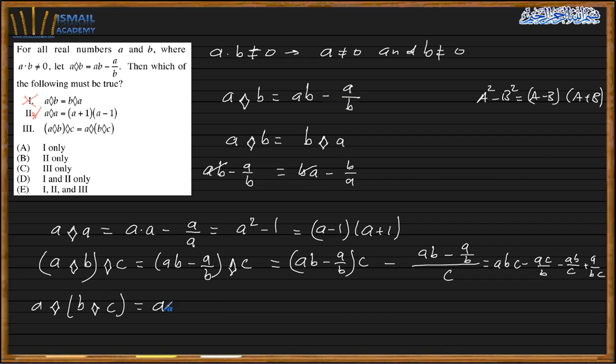A diamond B diamond C. So I do the parentheses first, so I got A diamond, and first times second minus first over second. Now I have A first, diamond second. It's going to be the first times the second minus the first over BC minus B over C. And as you see, they're totally different, those two. So which means the third one is not true. So the only true statement is the second one, so I just circle B.